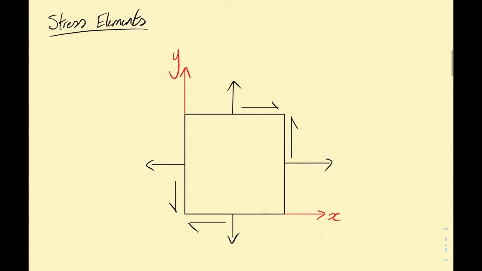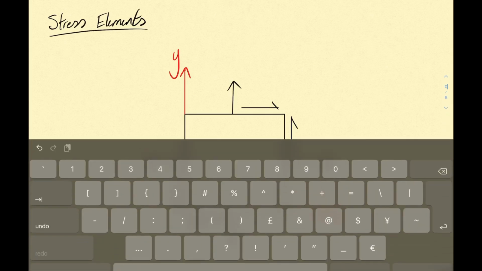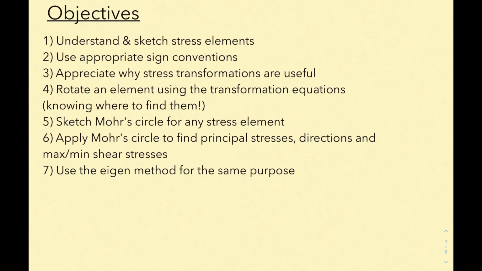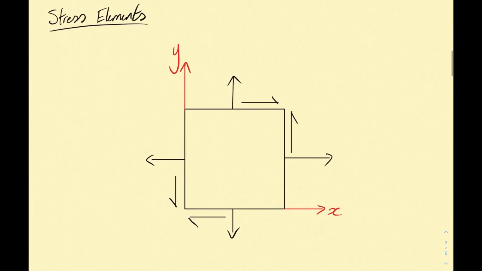So let's get started. Here I've drawn a stress element, and the stress element, in this case for a 2D stress state, is basically what stresses are seen by a point in the body. And once you have a stress element, you can label some of the stresses.